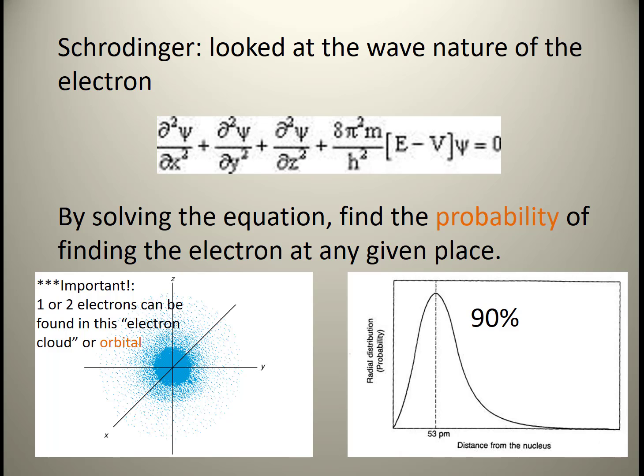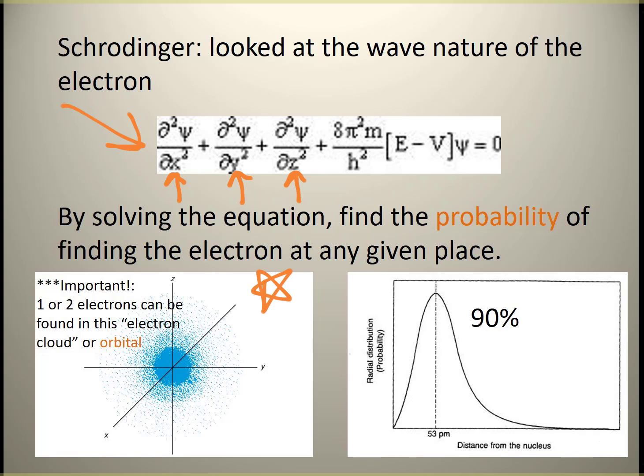So a scientist by the name of Schrodinger looked at the wave nature of an electron, and he did this really complicated wave equation. And there it is. But I do want to point out, do you see this X, Y, and Z? So what he did was he plotted the probability of finding that electron in any one place around the nucleus in space, so a 3D model. And he came up with something that looks like this.